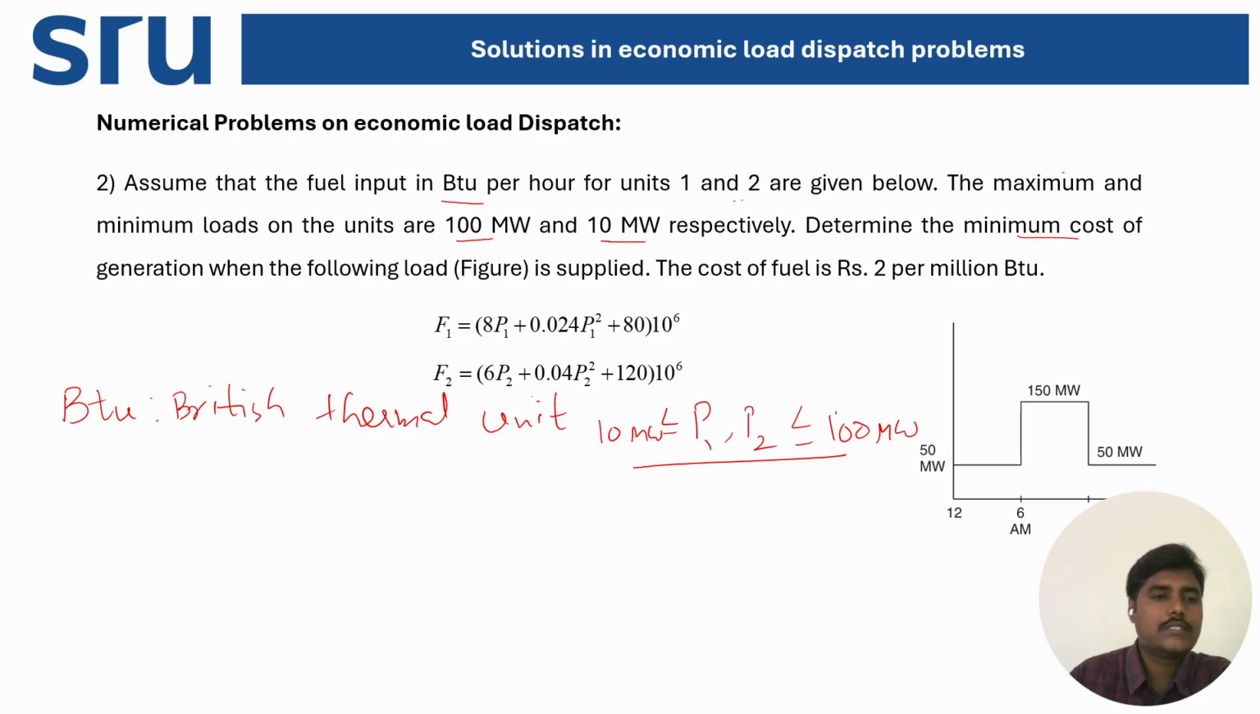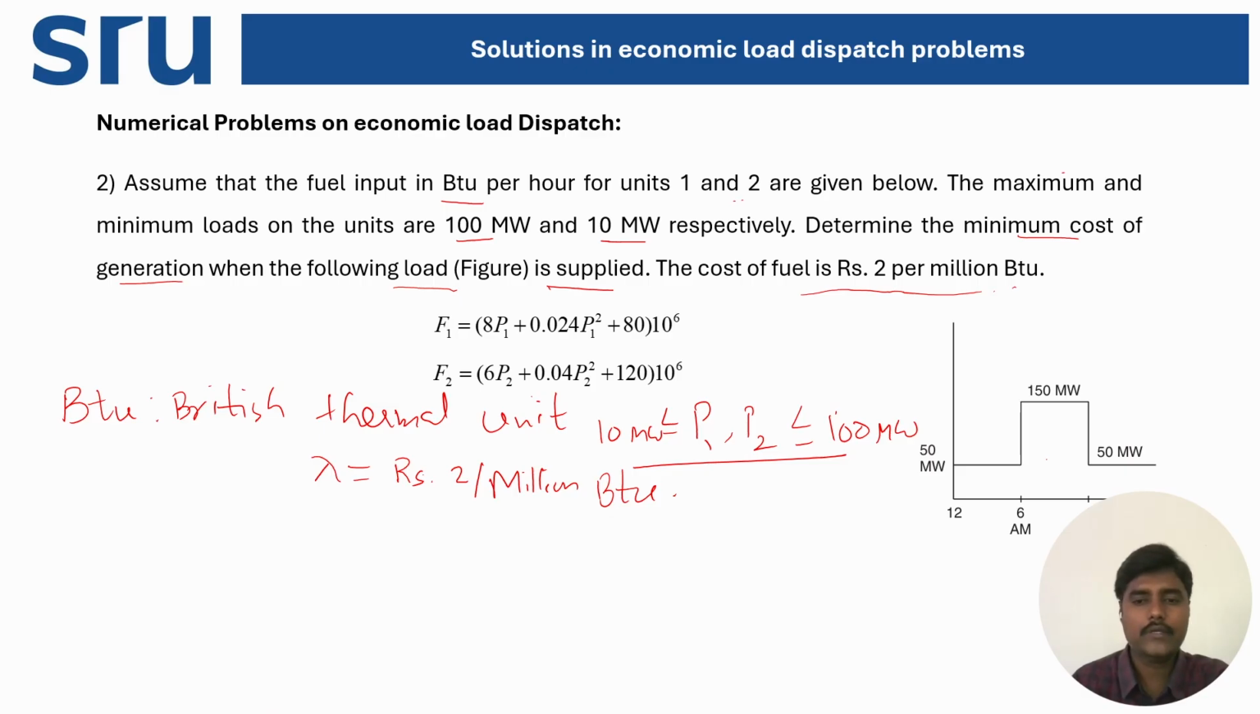Determine the minimum cost of generation when the following load as shown in the figure is supplied. The cost of fuel is rupees 2 per million BTU. That means lambda value is given as rupees 2 per million BTU. This is the lambda value given.